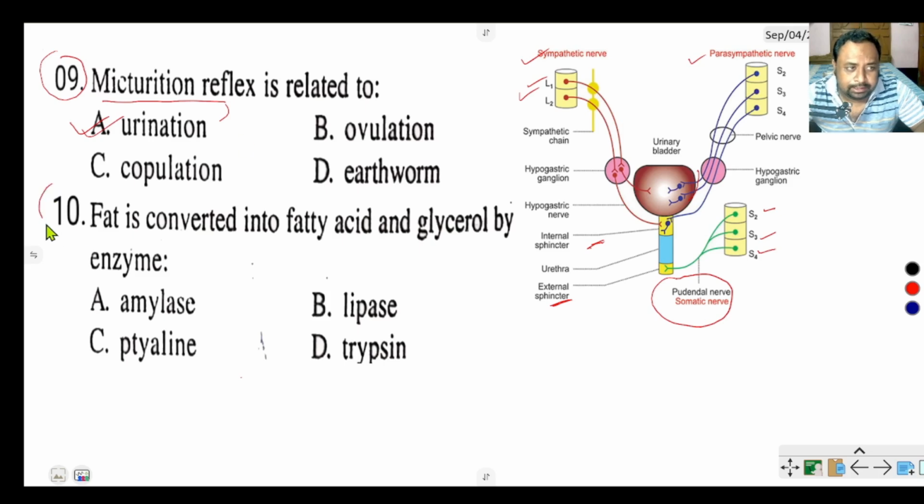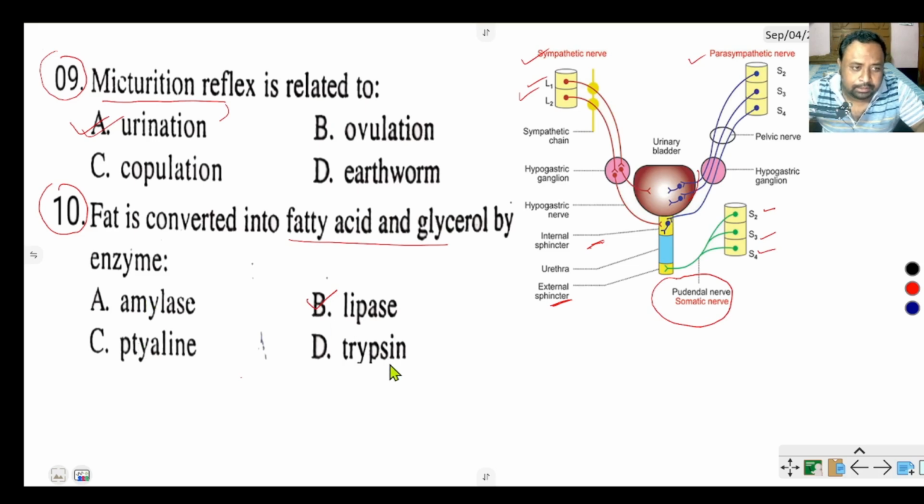Question number 10 says fat is converted into fatty acid and glycerol by amylase, lipase, ptyalin and trypsin. The fat converting enzyme is lipase. Lipase converts fat into fatty acid and glycerol. Amylase converts complex sugar into simple sugar. Ptyalin converts the peptide or protein into dipeptide.